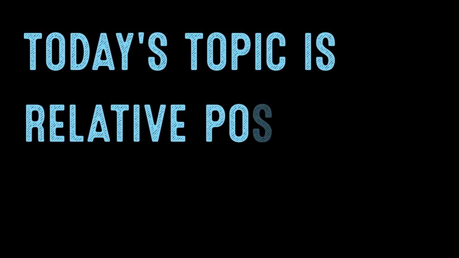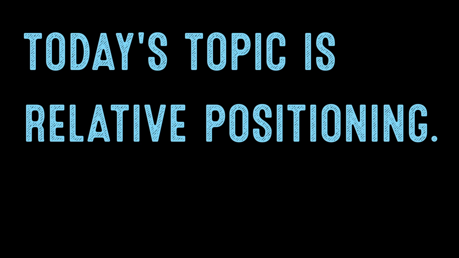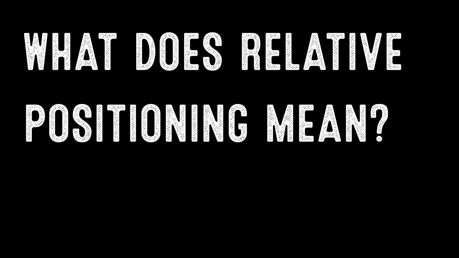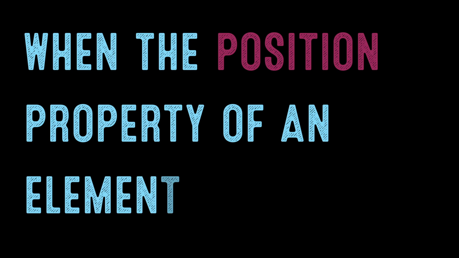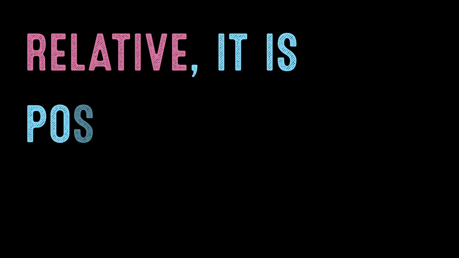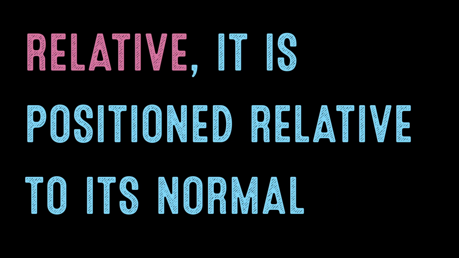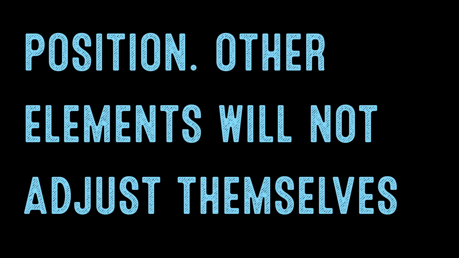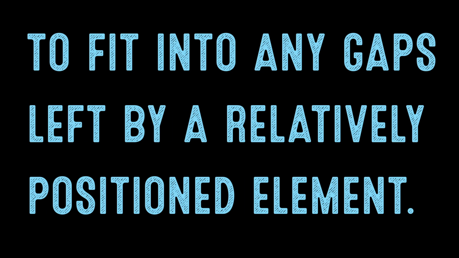The weekly code quiz. Today's topic is relative positioning. What does relative positioning mean? When the position property of an element is set to relative, it is positioned relative to its normal position. Other elements will not adjust themselves to fit into any gaps left by a relatively positioned element.